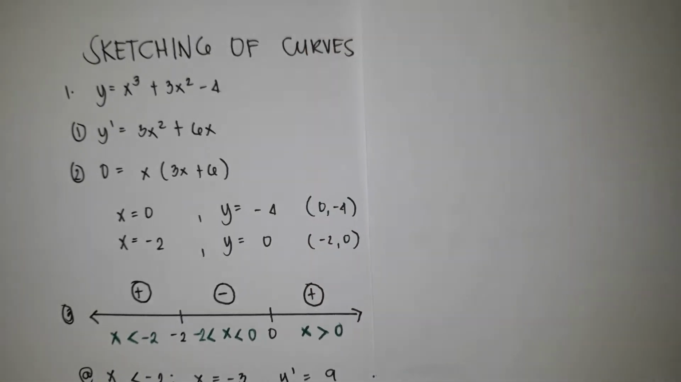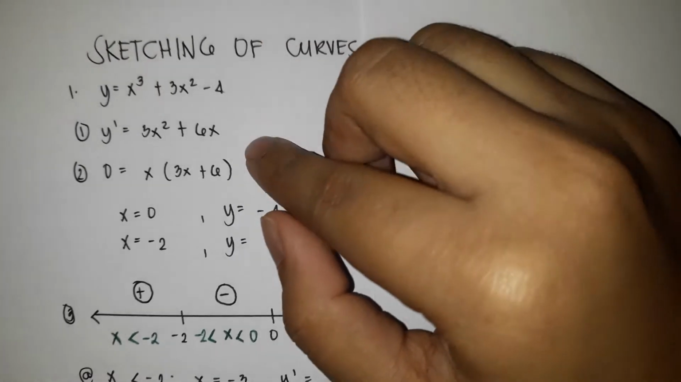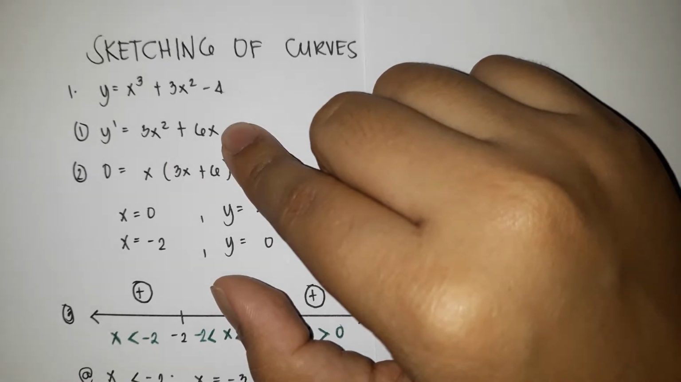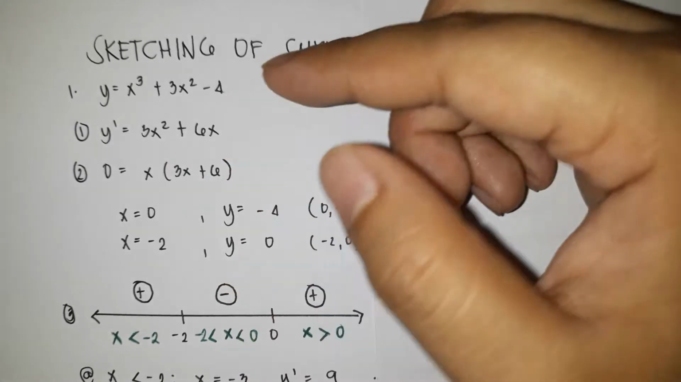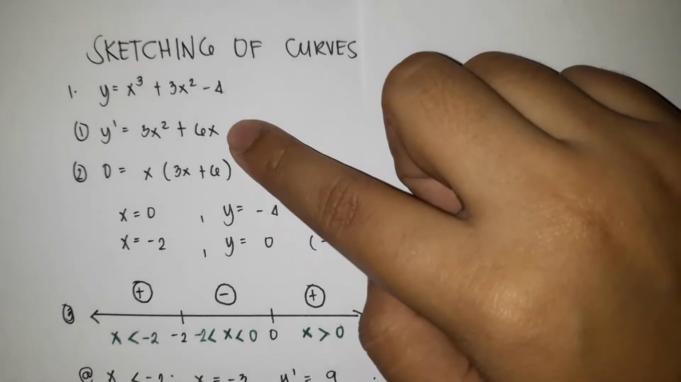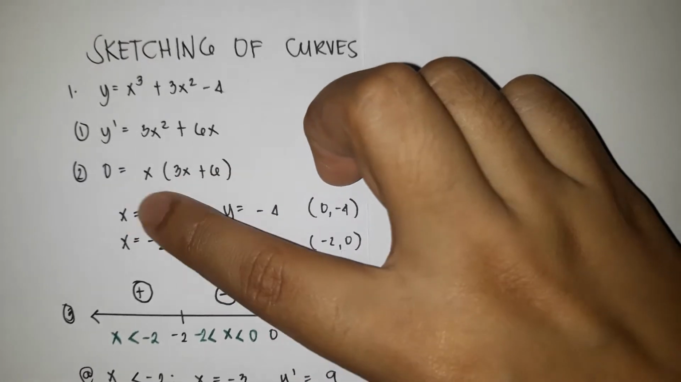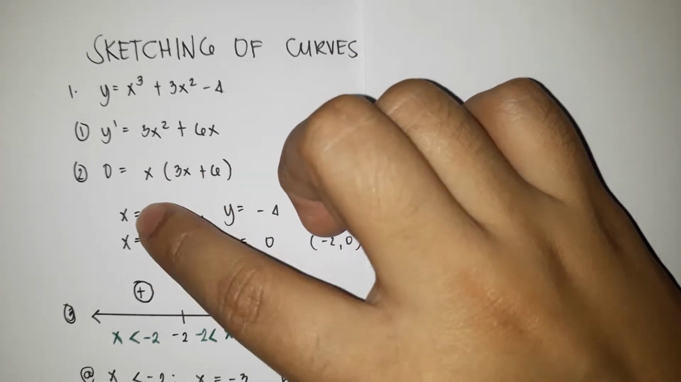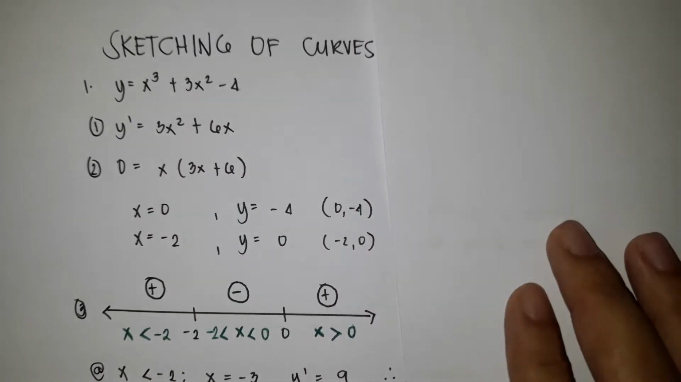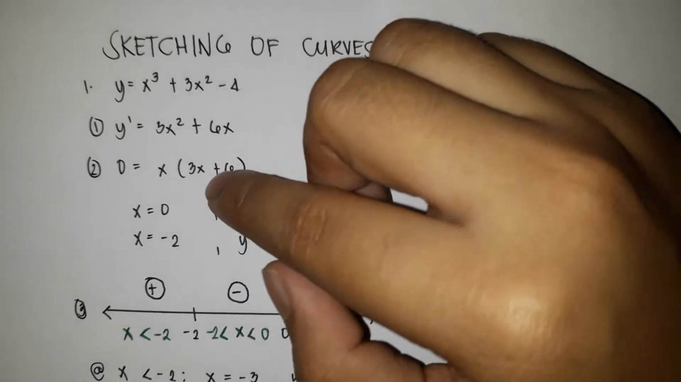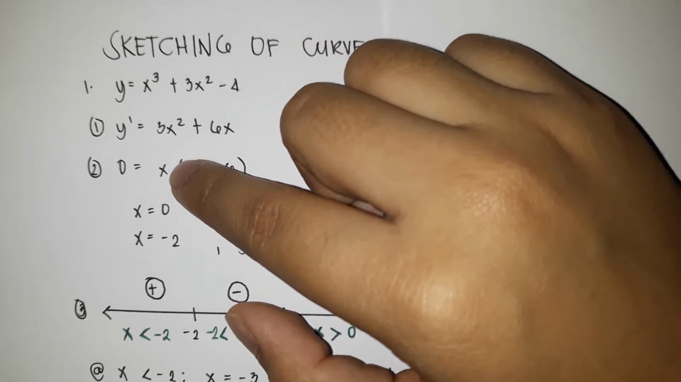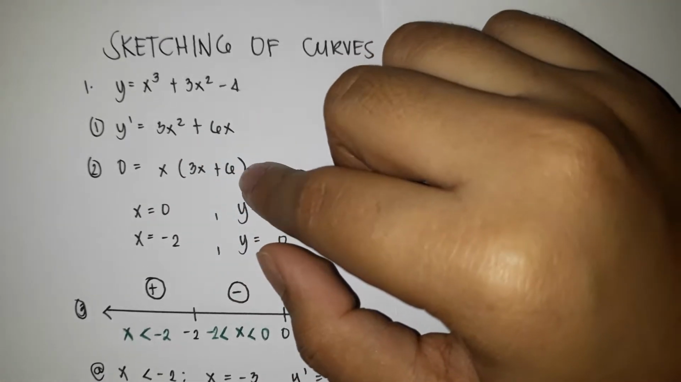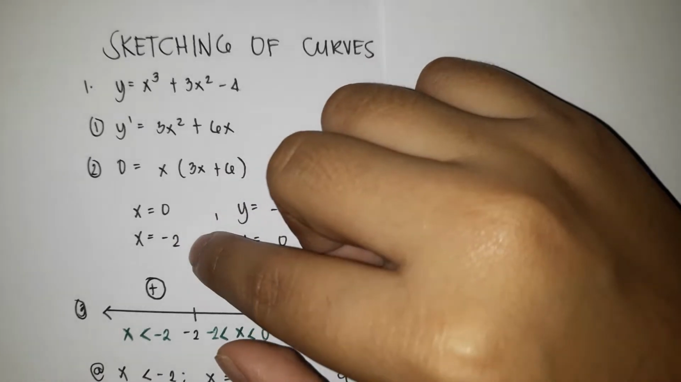So now we may be able to get our y prime is equal to 3x squared plus 6x. The next step is to equate the derived function to 0 so that we may be able to get the x of our critical points. Now, as we equate 3x squared to 0, it resulted to 0. 3x plus 6 is equal to 0 results to negative 2.